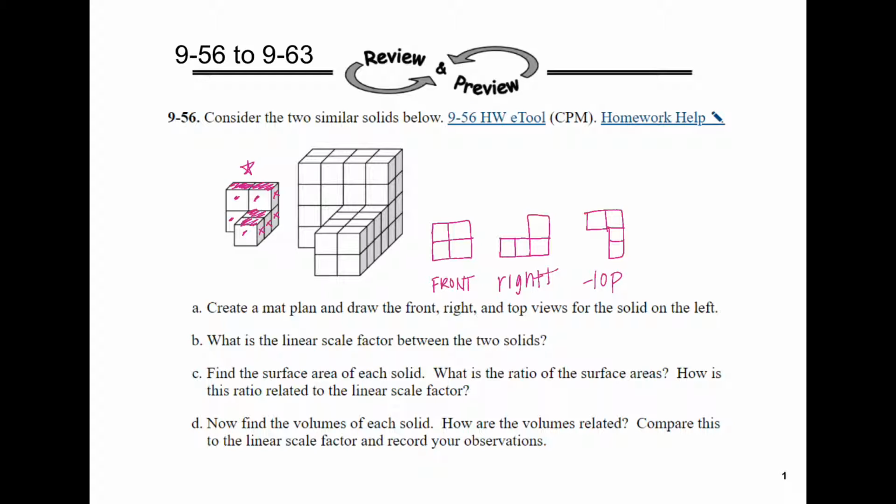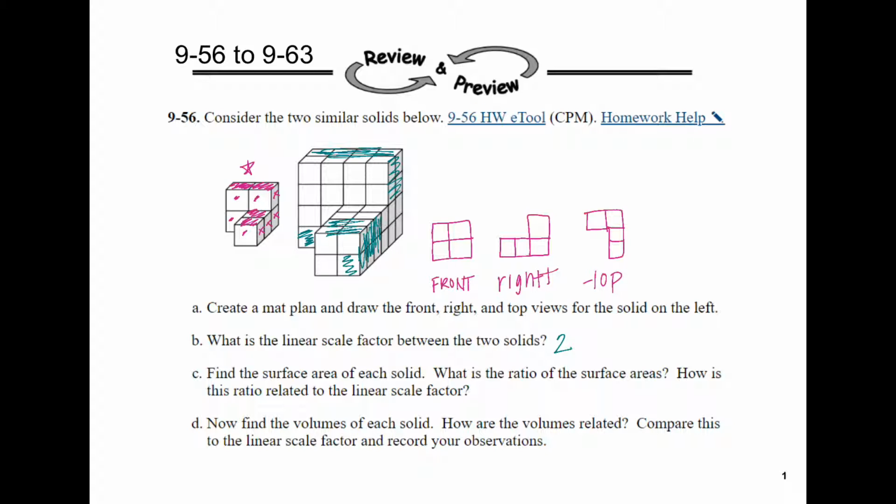What is the linear scale factor between the two solids? Well, I notice that my front adds 1 row to the right and to the left. Same thing is true when looking at my top view. It is doubled. And same thing is true when looking at my right view. It is also doubled. So we would say the scale factor between the two solids is 2.